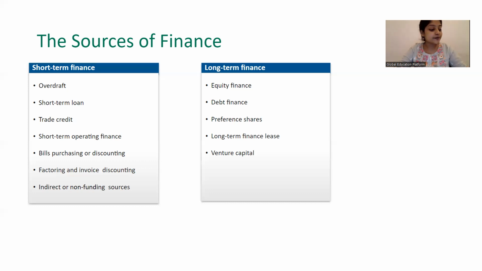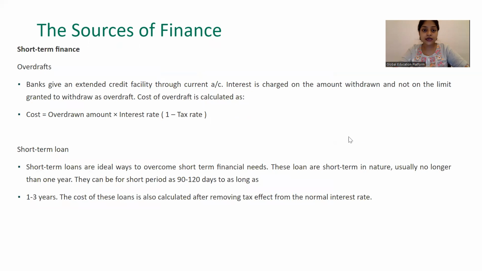So that is there. And then you have short-term loans, and you have trade credits, you have short-term operating finance, bills purchasing or discounting, factoring and invoice discounting, indirect or non-funding sources. So these are some of the short-term finances. So let's look at the long-term sources of finance. Equity finance, debt finance, preference shares, long-term finance, lease, and venture capital. So these are some of the short-term and long-term finances. Let's now look at each and every one.